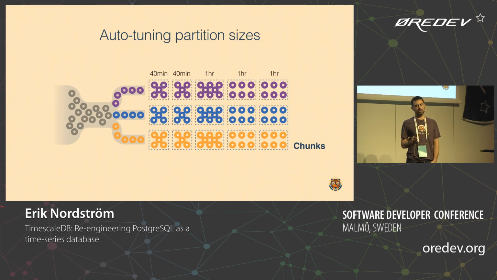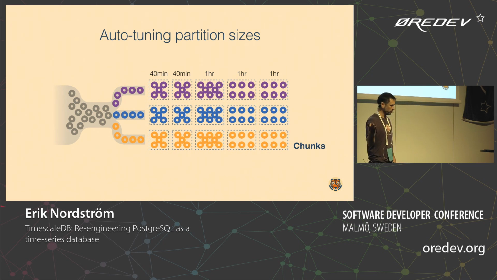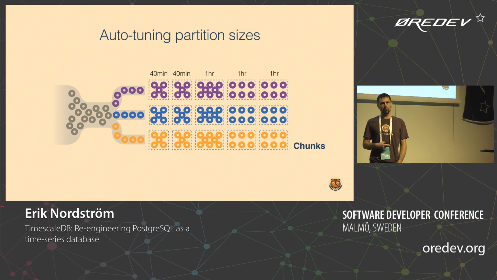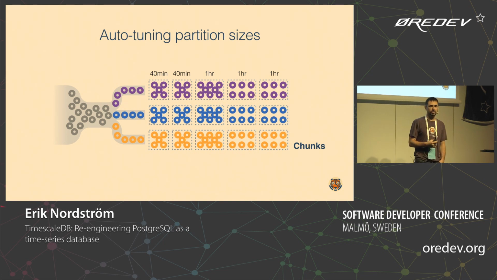And even as time changes, maybe you add more sensors, you deploy temperature sensors in more buildings, so your data set increases in size or density, or your data rate increases. All of a sudden, maybe that time interval wasn't such a good choice anymore. So the system can adapt that for you, so more recent time intervals will be shorter.